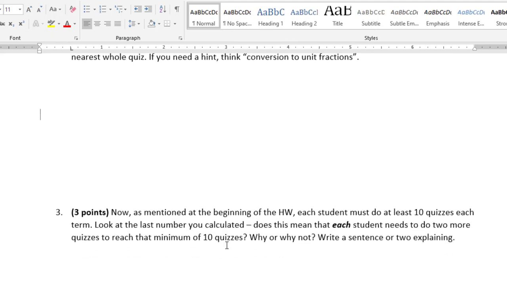Now, number 3 says, as mentioned at the beginning, each student must do at least 10 quizzes, that's the way my Math 105 class runs. Look at the last number, which is 8. Does this mean that each student needs to do 2 more quizzes to reach that minimum of 10 quizzes? Why or why not? Now, remember, that was an average. 8 quizzes per student. Is an average exactly equal to every single student in the class? If you can answer that question I just asked, then you can answer number 3.